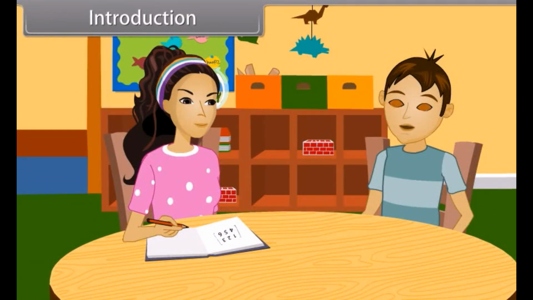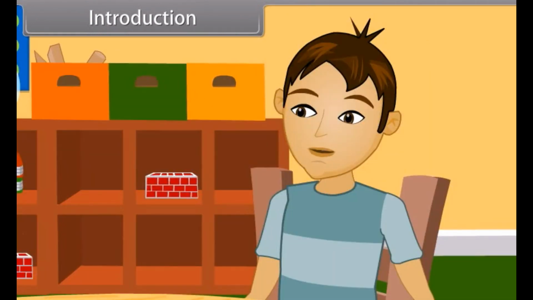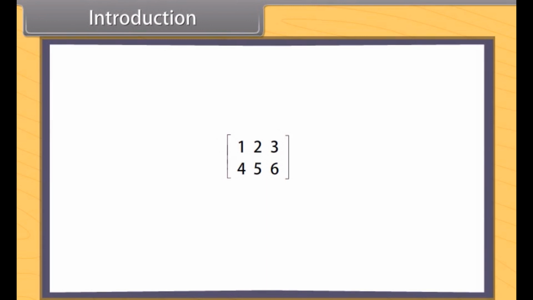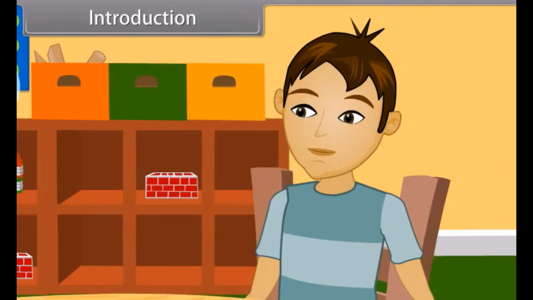Rocky, why are you writing all these numbers in one bracket? This is not just a bracket. Did you forget what our math teacher taught us day before? Oh yeah, matrices. So you are solving any problem? Yes, I am finding the transpose of this matrix.